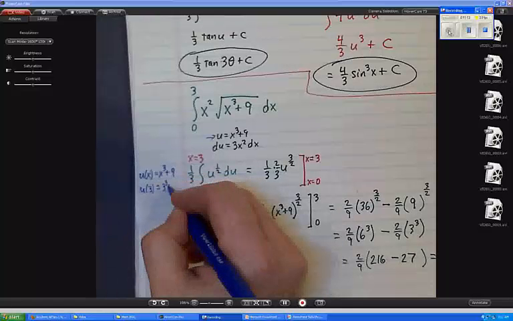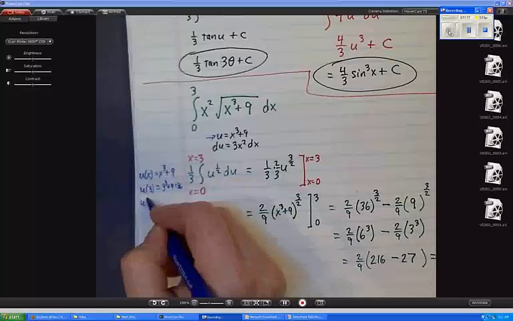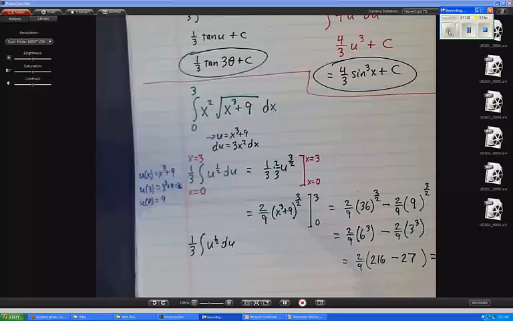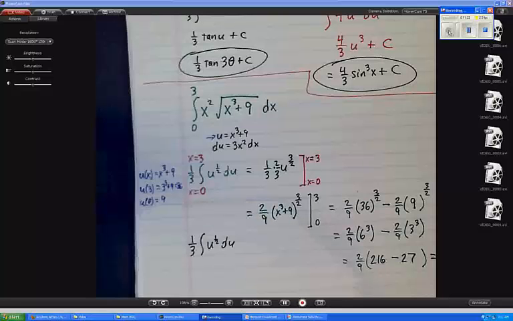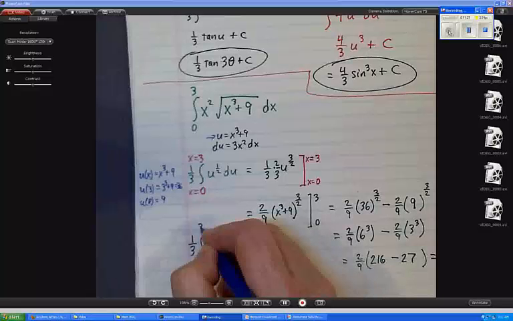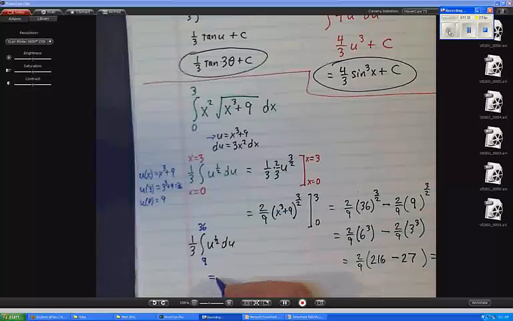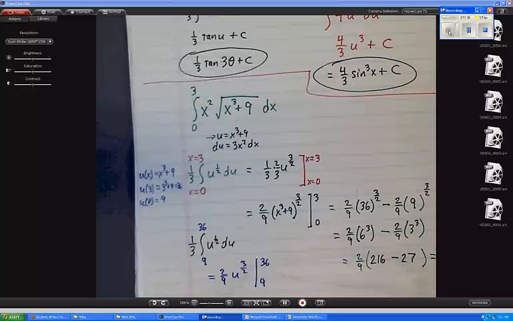That's right. And we already worked these things out, didn't we? U of 0 is 9. And so what you end up doing is you integrate from 9 to 36. And now you're golden, right? What do you get? You get 2/9 u to the 3/2, and you just put a 9 here and a 36 here. And can you see that you're actually going to get exactly the same thing? Okay? This is another approach.